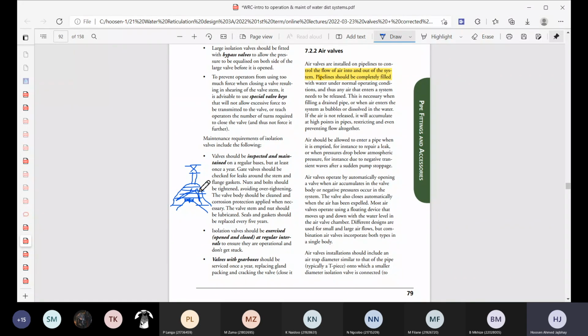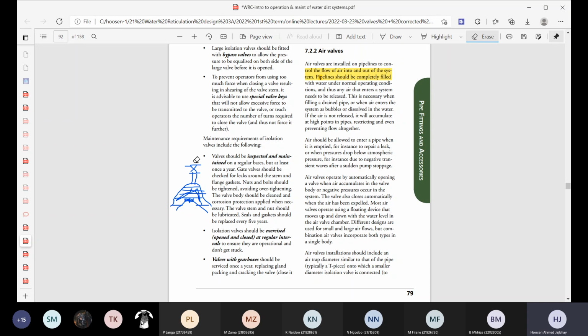How would air come into the system? There are many ways in which air can accumulate in the system. The first is when you lay the pipeline, the pipe is actually full of air. You then introduce water into the pipeline when you open the valve. Then you need to remove the air from the pipeline, and that's where the air valves come in.